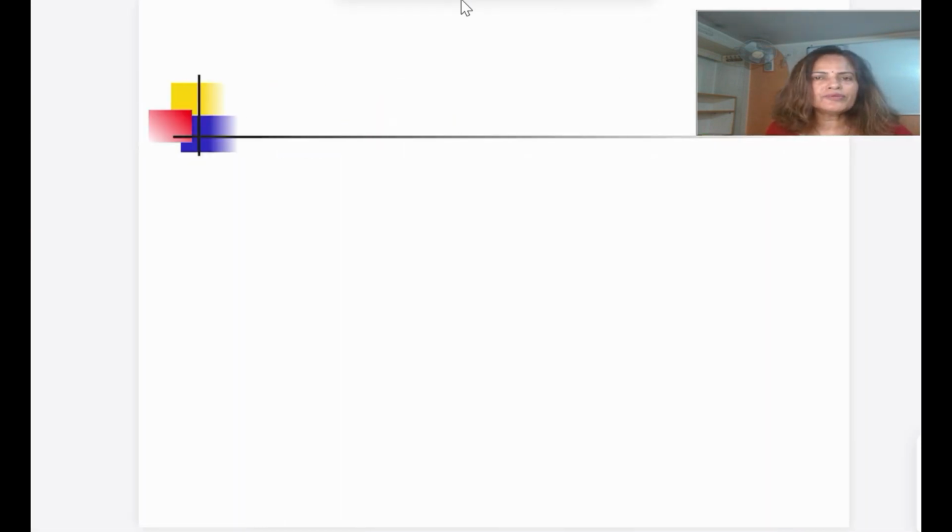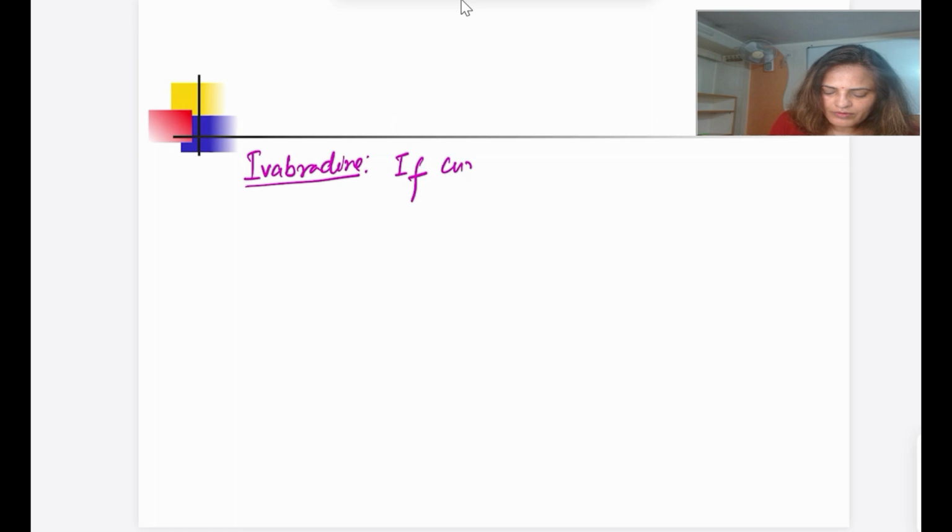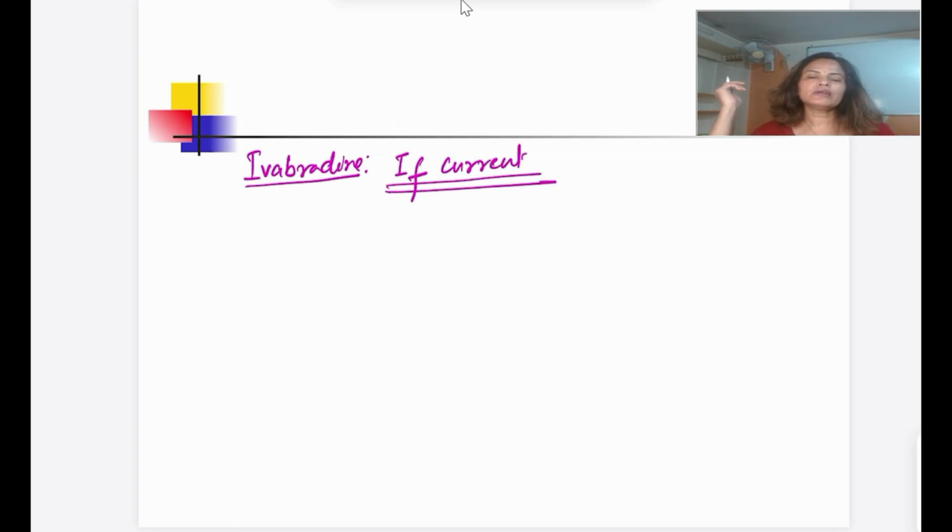Now coming to the number 3 newer drug, that is ivabradine. Now they act by blocking the funny current. Now what is this funny current? Okay, so there is a pacemaker potential, the funny channel we say.